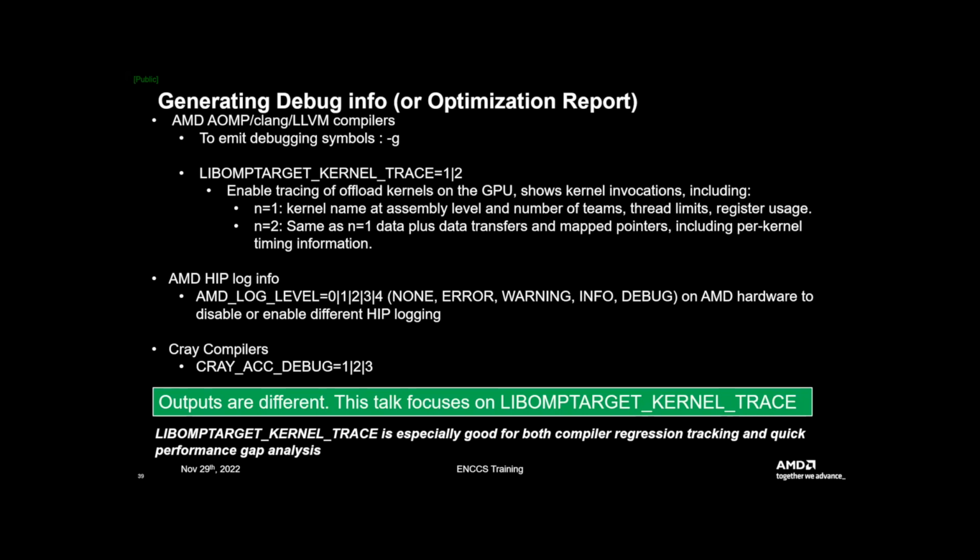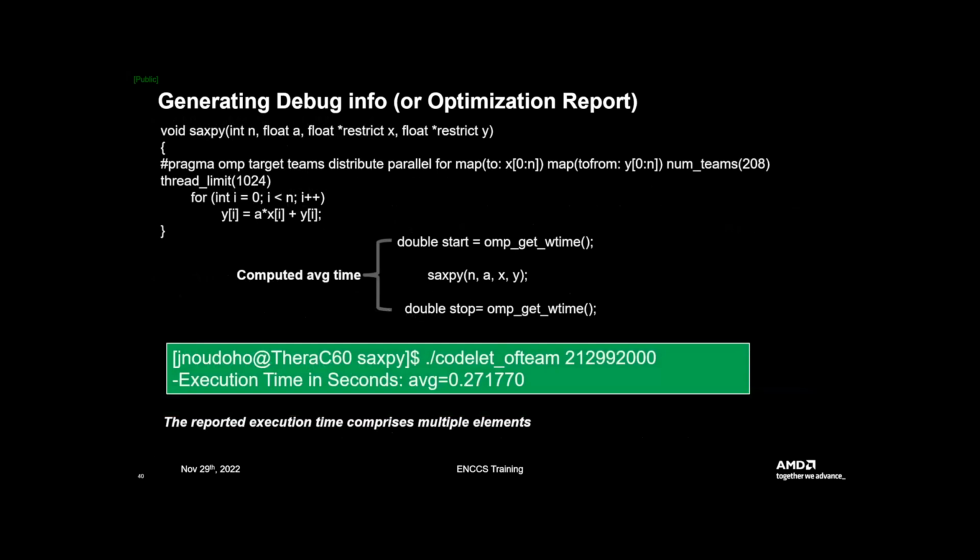So outputs are different, but I want to introduce you to LIBOMPTARGET_KERNEL_TRACE. That is really important. It is simple and easy to use. You don't need any additional support. As soon as ROCm is installed, you can directly use it to profile your application. And the data you'll be collecting will help track any compiler regression, or help you as a developer identify any performance gap within your code. So let's look at this.